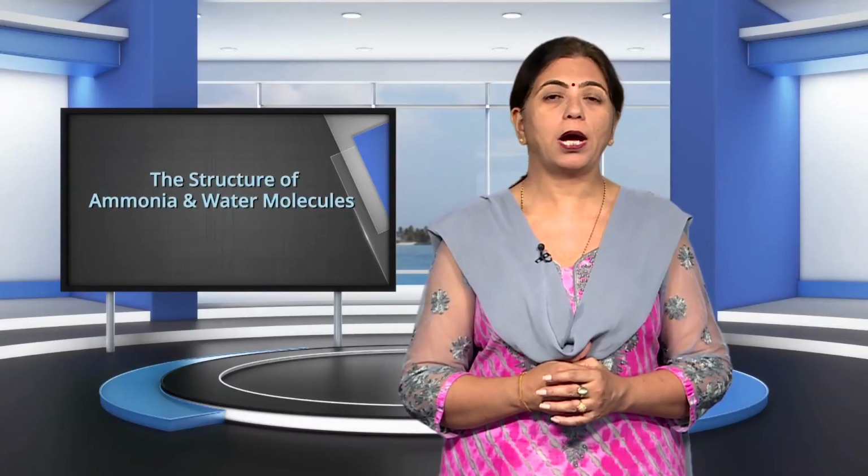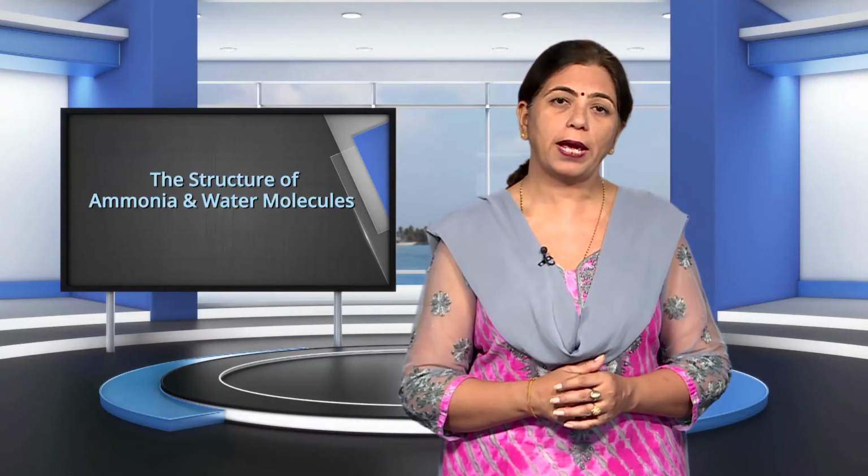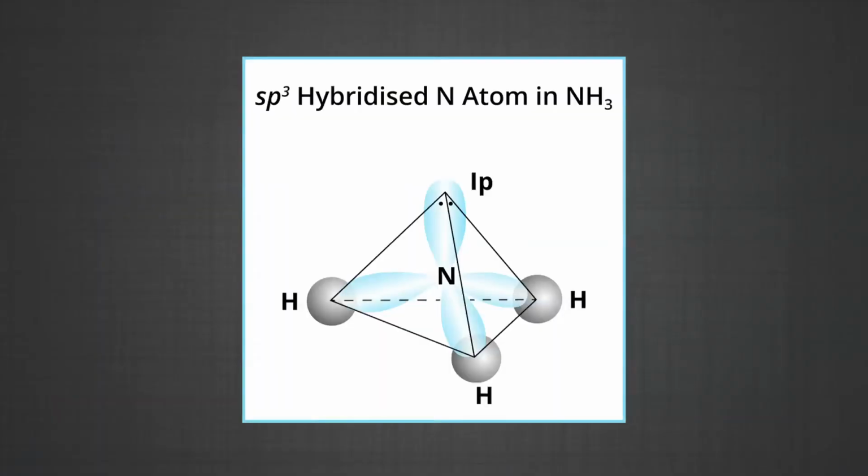The structure of ammonia and water molecules can also be explained with the help of sp3 hybridization. Now, let me discuss ammonia. In ammonia, the valence shell, that is the outer electronic configuration of nitrogen in the ground state, is 2s2, 2px1, 2py1, 2pz1, having three unpaired electrons. In the sp3 hybrid orbitals, a lone pair of electrons is present in the fourth one. These three hybrid orbitals overlap with the 1s orbital of the hydrogen atom to form three N-H sigma bonds. Here in the figure you can see.